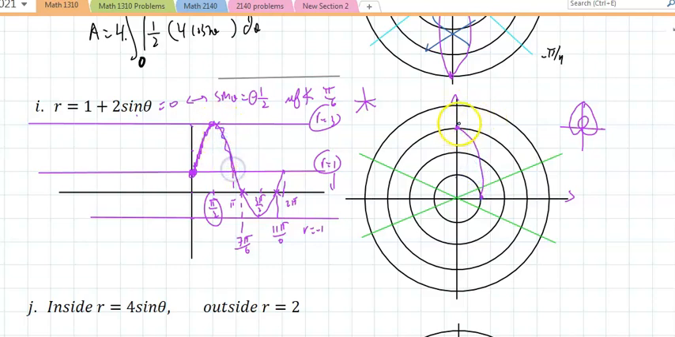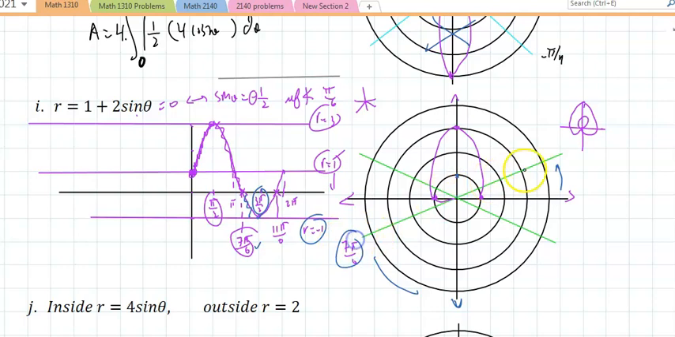It comes back. By the time I hit pi, I am at 1. There's pi, there's 1. Now, I am going to run and hit 0 by the time I hit 7 pi over 6. There's 7 pi over 6. This is going to come down and hit 0 right there. Between 7 pi over 6 and 3 pi over 2, r is negative. You're no longer in this quadrant. You are in this quadrant. And by the time I hit 3 pi over 2, I am at negative 1. There's 3 pi over 2 and there's negative 1.